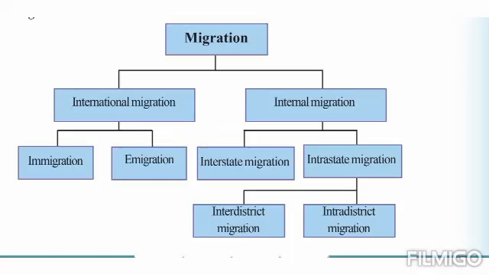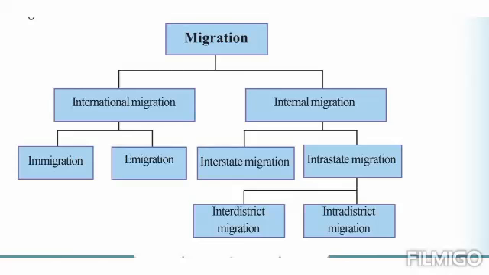Thus, internal migration is again classified into two types: interstate migration and intrastate migration. Interstate migration is the migration from one state to another. The North Indian labourers in the construction sector of Kerala are an example for interstate migration.